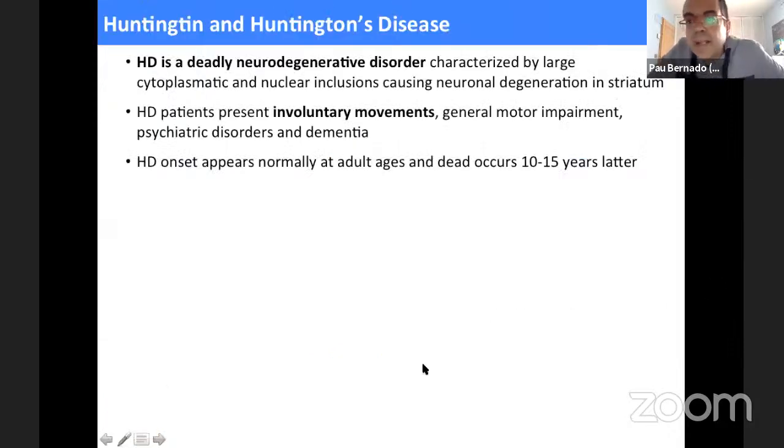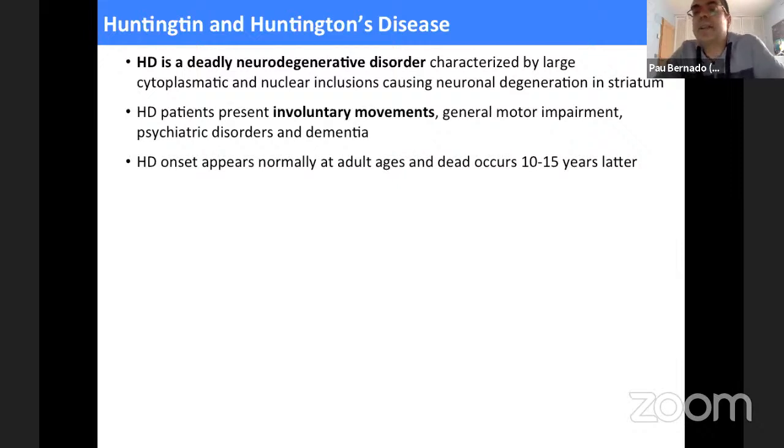So, some words about Huntington and Huntington's disease. Huntington's disease is a neurodegenerative disorder, which is characterized by the presence of large cytoplasmic and nuclear inclusions, or amyloids, in neurons. The patients, people that suffer this disease, present involuntary movements, dementia, all kinds of psychiatric disorders until their death, in fact. The onset appears normally in adulthood and the death occurs after 10 or 15 years. So this is a terrible disease.